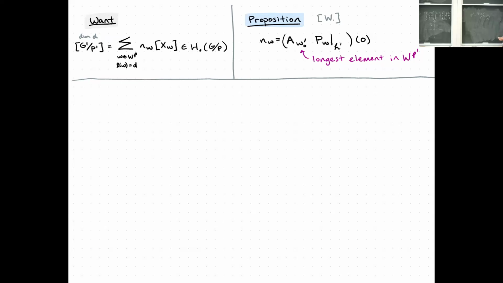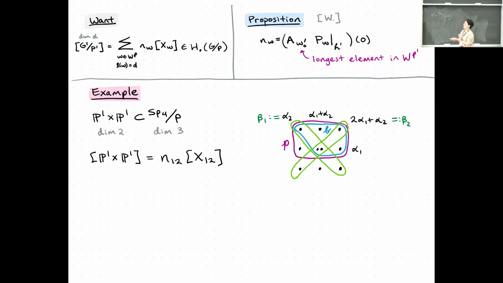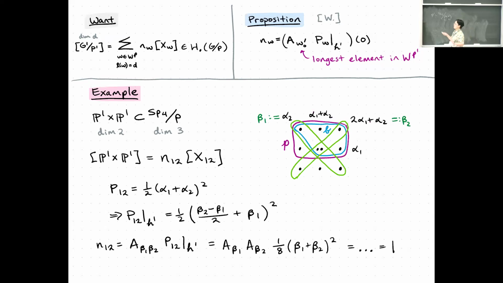And maybe for the sake of time, I will skip. I do have an example computation showing that you can apply this proposition to that example we saw earlier. The point again is that it's doable. You have some polynomial for the cohomology class, you rewrite it, and then you apply divided difference operators. There's nothing fancier happening in computing the coefficient.